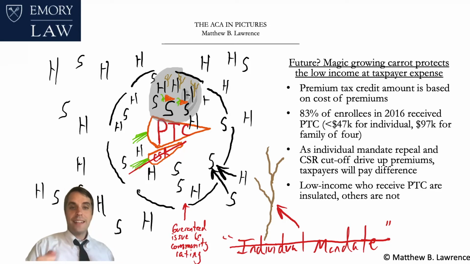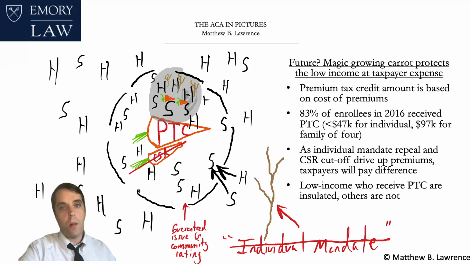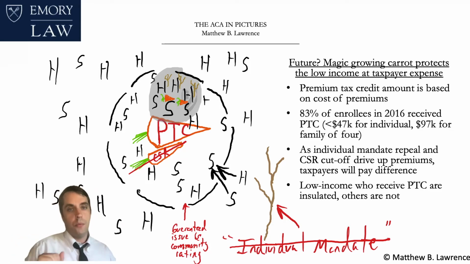So that's the kind of status quo we have arrived at as a result of the legal challenges to the Affordable Care Act and the kind of controversy in the area: a marketplace that still functions and is affordable thanks to the magic growing carrot, thanks to the premium tax credit for those who receive the premium tax credit, and then a market that is often unaffordable for people who do not receive the premium tax credit.